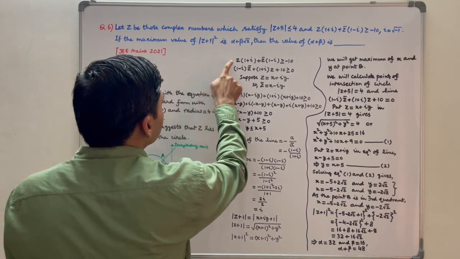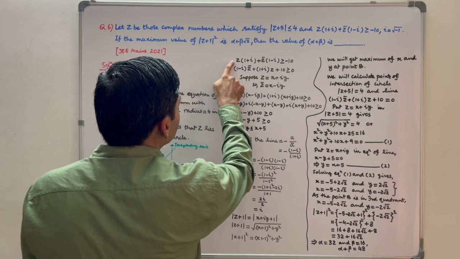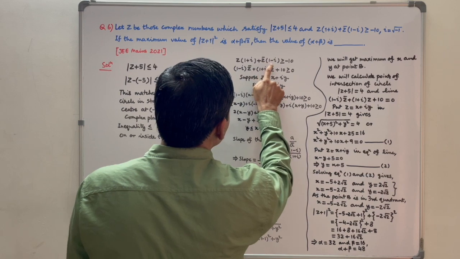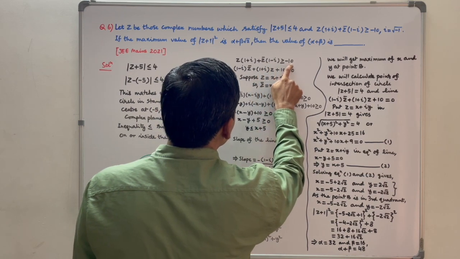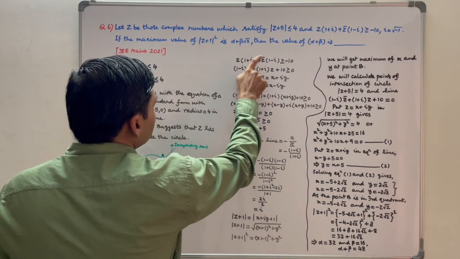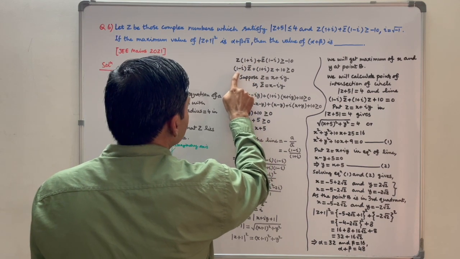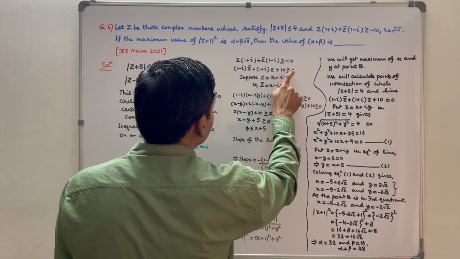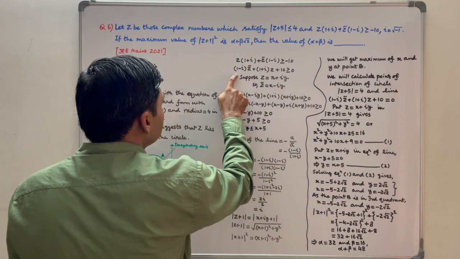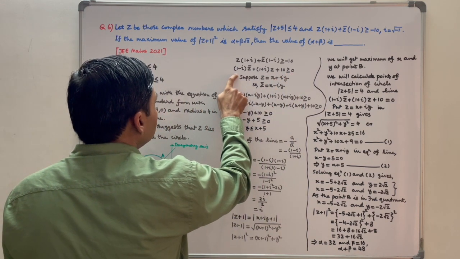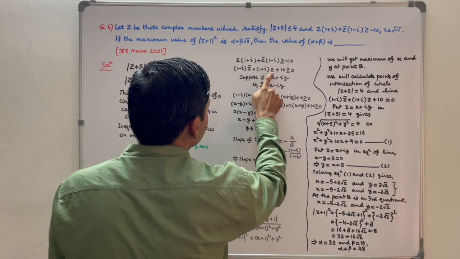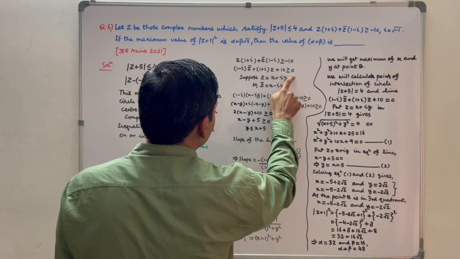Let us understand the meaning of the second inequality. It is given as z(1 + i) + z̄(1 − i) ≥ −10. We can rearrange the terms to get (1 − i)z̄ + (1 + i)z + 10 ≥ 0. This matches with the equation of a straight line in general form, which is given by a z̄ + ā z + b = 0.